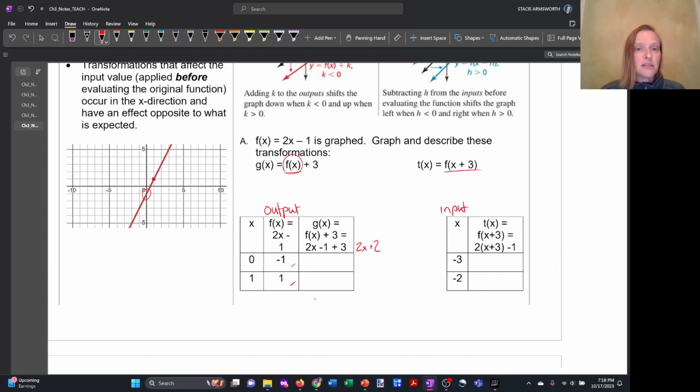So if I plug in 0 for my x value, 2 times 0 is 0 and add 2, and I get 2. When I plug in the 1, 2 times 1 is 2 and add 2, I get 4.